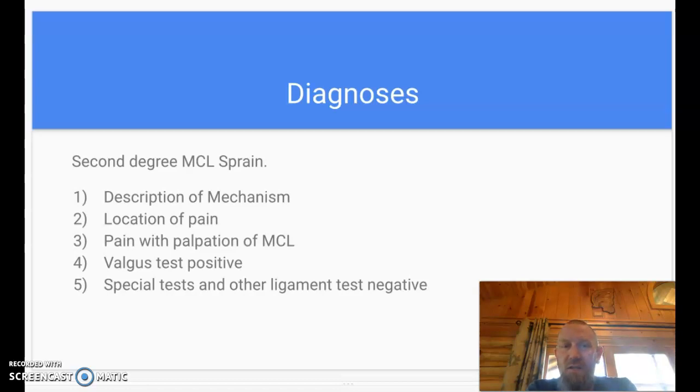Location of the pain. He points right to the medial side of his knee. Palpation elicits pain when you push on the MCL. The MCL ligament test is positive, and there's no other test that would counter my thought process.